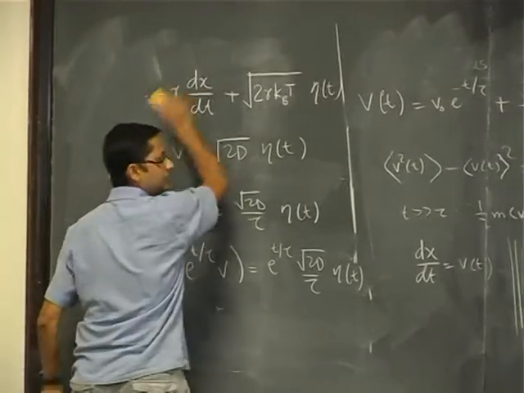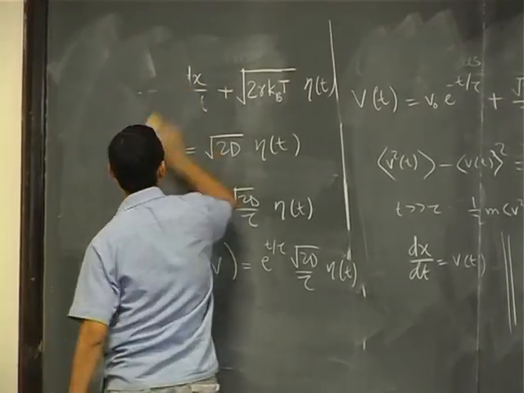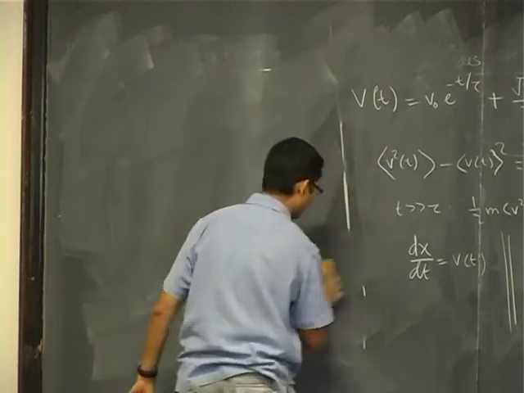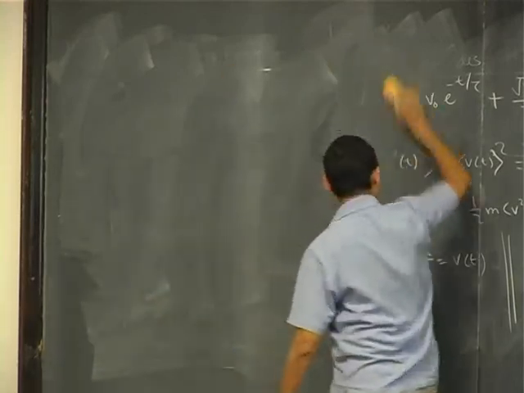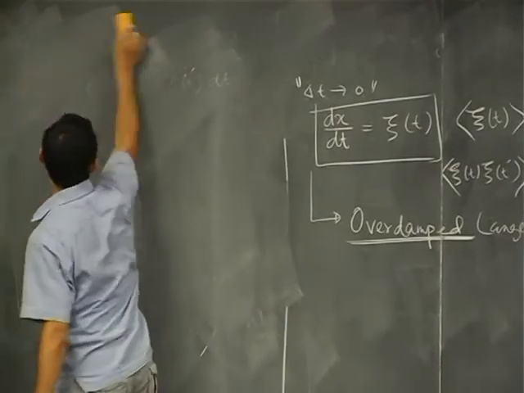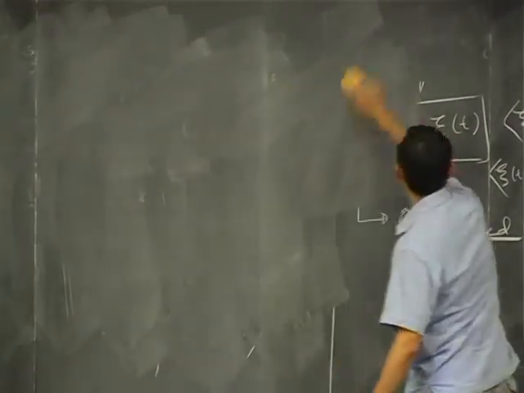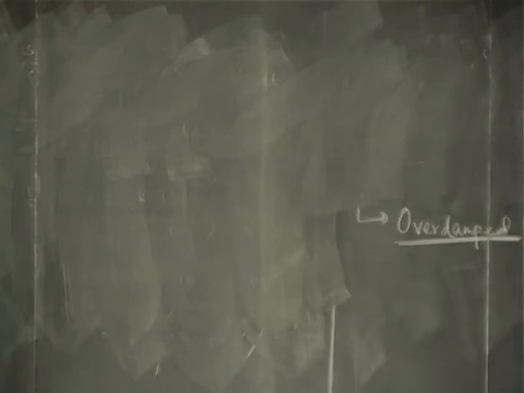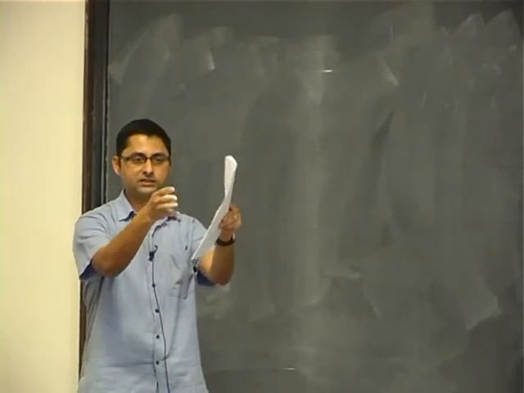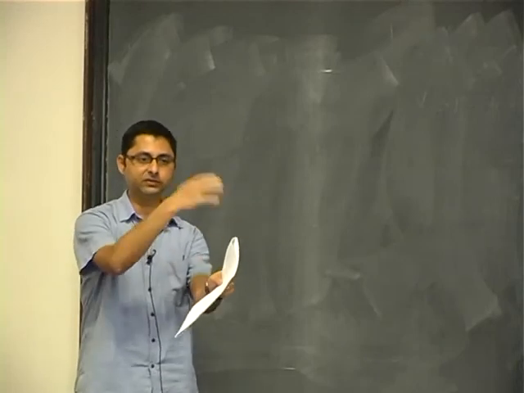Now, I have 5 minutes, so let me derive the general Fokker-Planck equation for a general Markov system. So what is a Markov process? You know what a Markov process is, right? A Markov process is basically one where the probability of the process at some instant is given just by the previous instant.